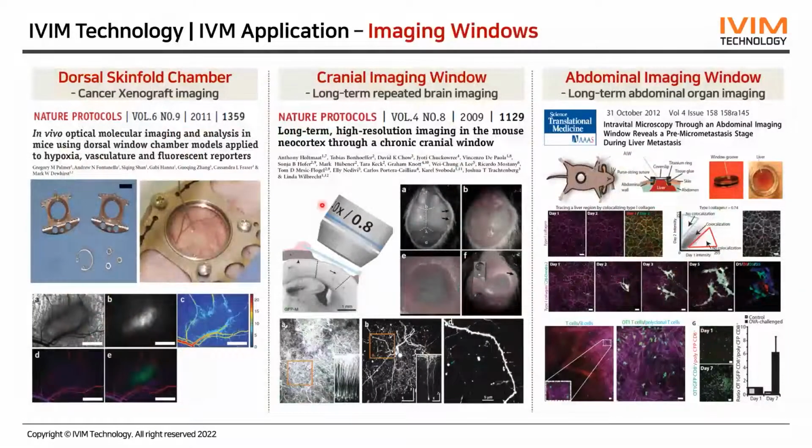For in vivo long-term monitoring, we utilized imaging window chambers such as the dorsal skinfold chamber for in vivo analysis of cancer or drug candidates, a cranial imaging window for brain imaging, and an abdominal imaging window for imaging internal organs.